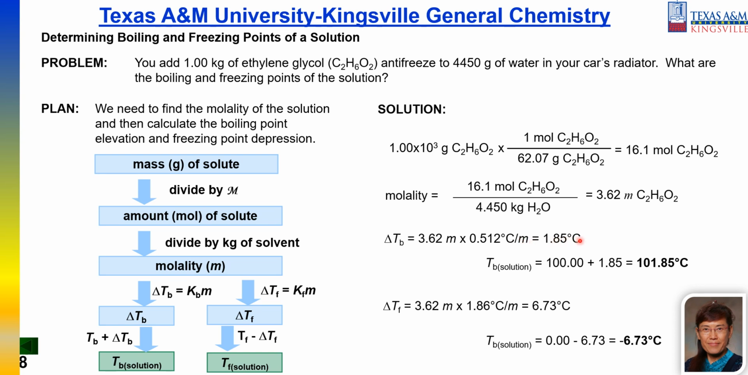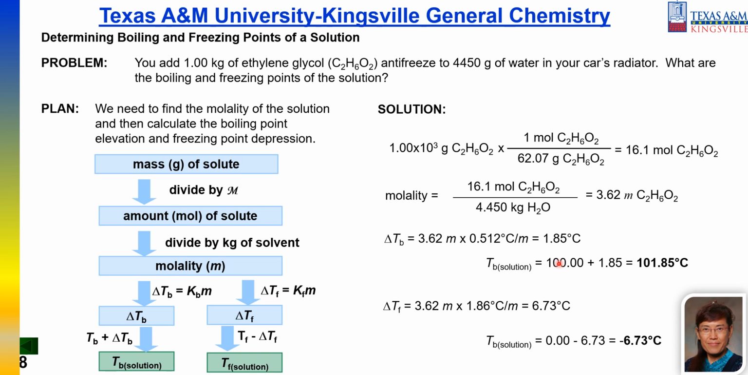You determine the boiling point elevation. And then the solution has a boiling point equal to 100 plus 1.85. This 100 Celsius is the boiling point of pure water at 1 atm. Just assume your pressure is at 1 atm.